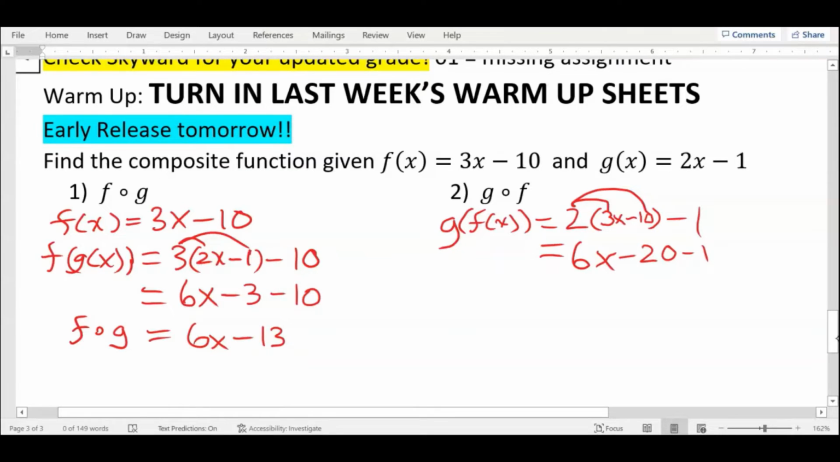And then once again, combine like terms. The 6x is by itself because it's the only x. But what is negative 20 minus 1? Negative 21, so I'm going to put minus 21. And that's g of f of x.